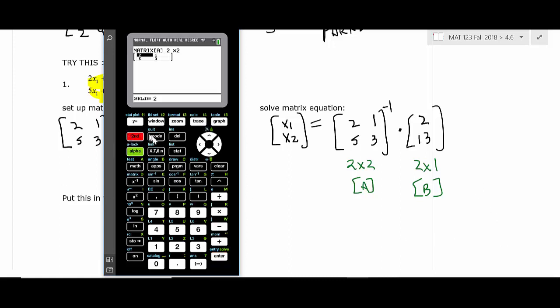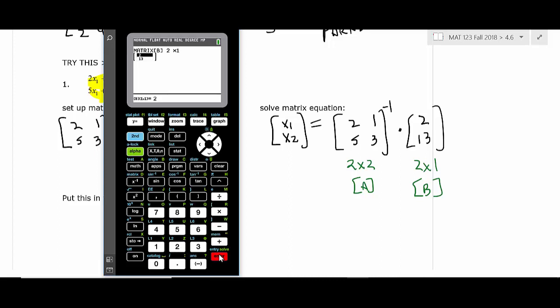You can go quit to get to a clear screen, and then back to the matrix command, and then to edit, and now I'm going to put the second one in matrix B. Okay, so if you press enter, you want to put the size. This is the 2 by 1 matrix. So you put that in, put the numbers in, which is 2 and 13 like that.